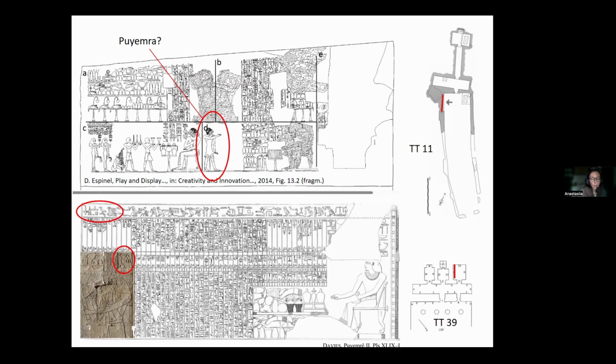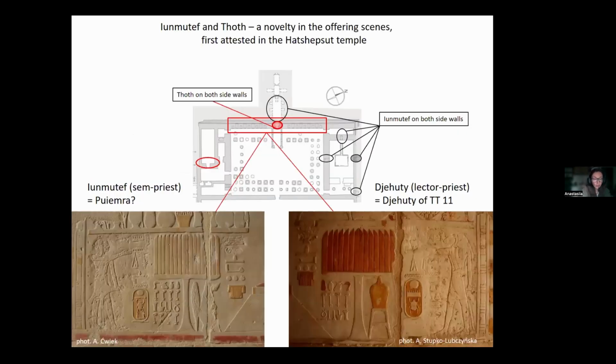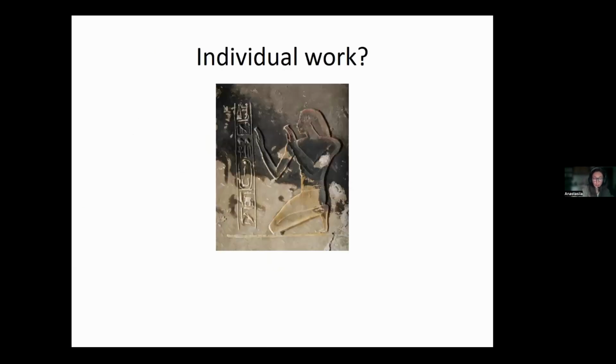So how should we explain this sudden devotion to Jehuti? Isn't it the same idea as, I assume, is present in the temple of Hatshepsut, with the treasurer Jehuti playing the role of the god Thoth and Puimra playing the role of Iunmutef, a sem priest? To summarize, was the work at Deir el-Bahari, in its creation stages, a one-man's work?